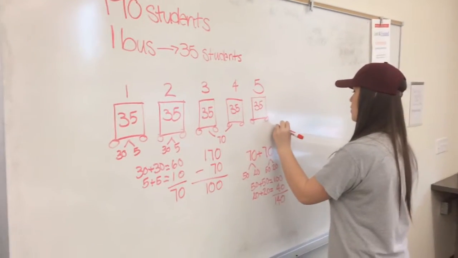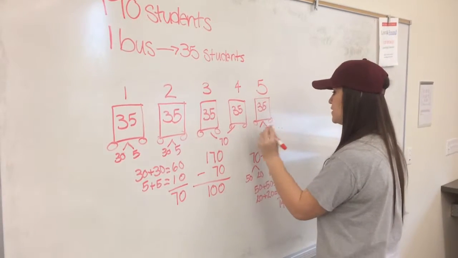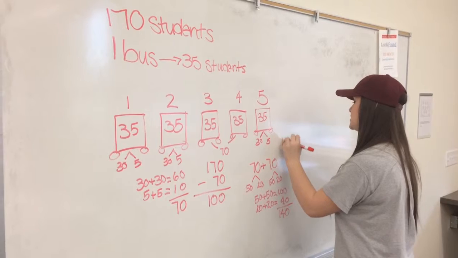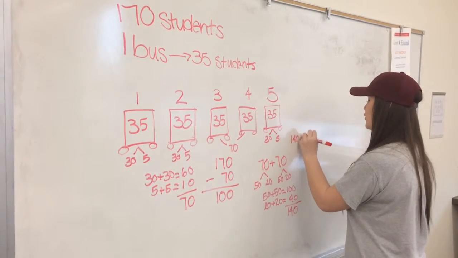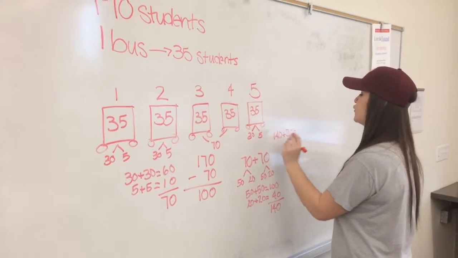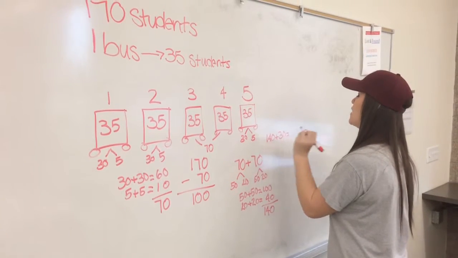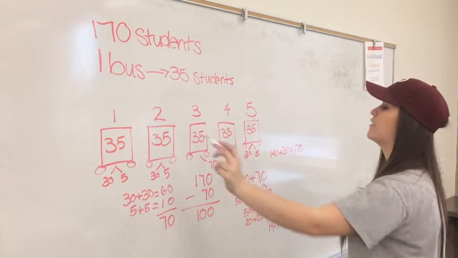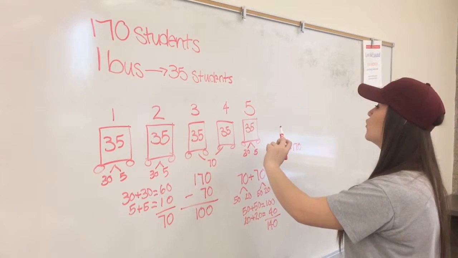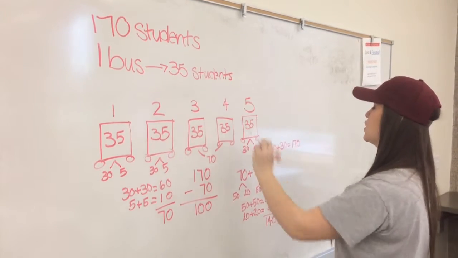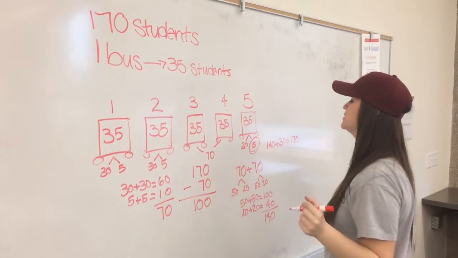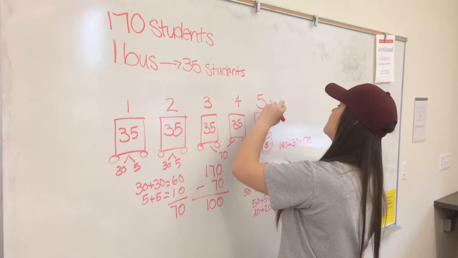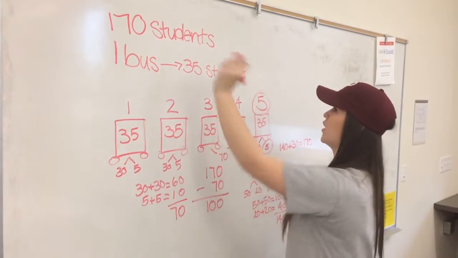So we'll break down our 35 into 30 and 5. And we'll take our 140 seats that we already have, add our 30, which 40 plus 30 is 70, so we know we have 170 seats now. So we know that 5 buses will fill our 170 students with 5 seats left over. So we have 1, 2, 3, 4, 5 buses for our 170 students.